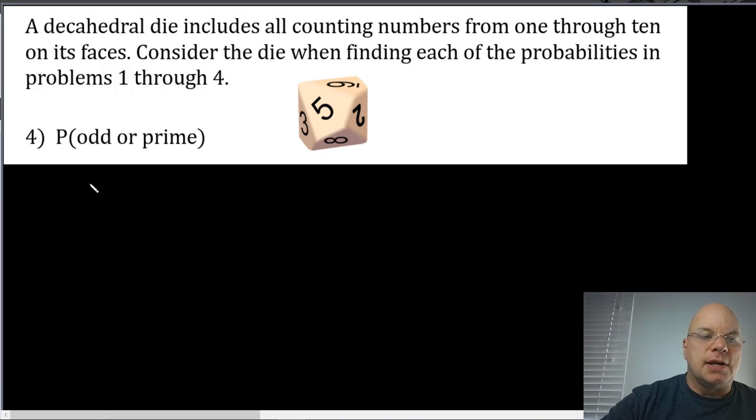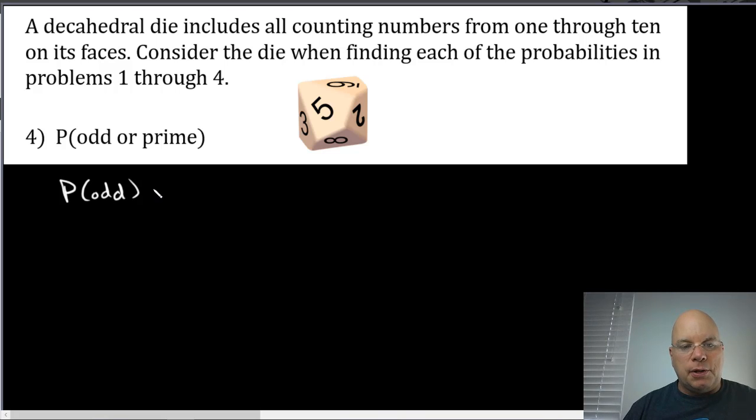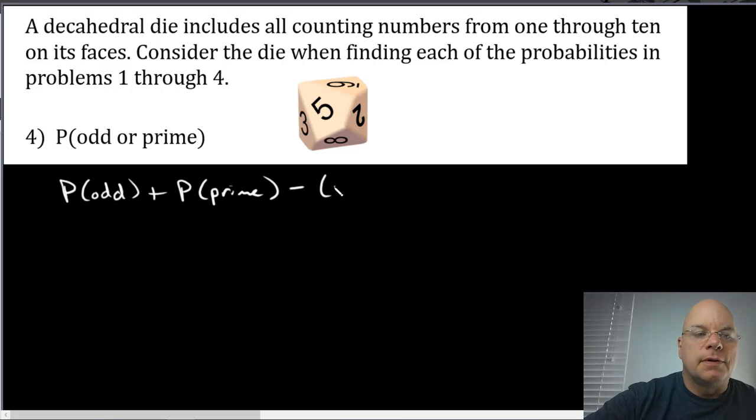And we learned in class today that the way you would find this would be to find the probability of an odd number, plus the probability of a prime number, and then subtract the probability of getting a number that's both odd and prime.